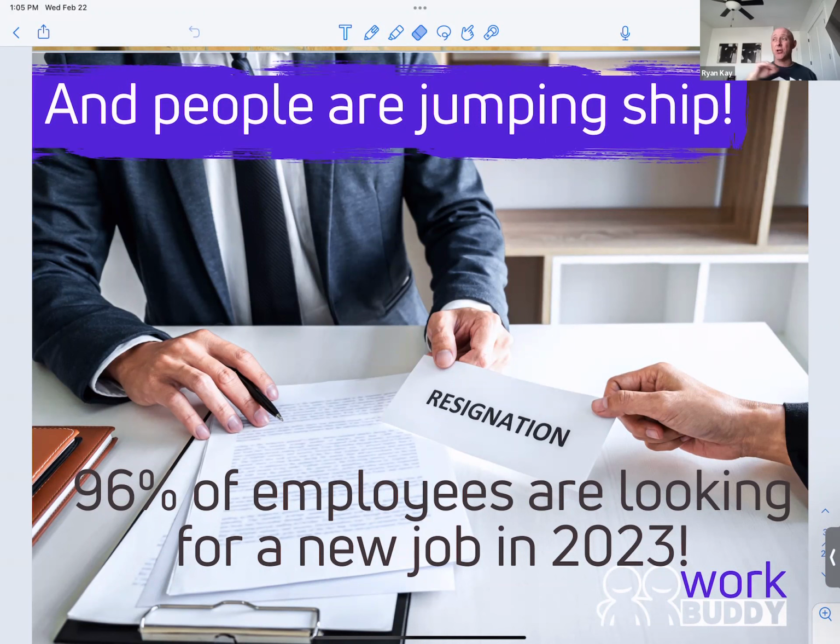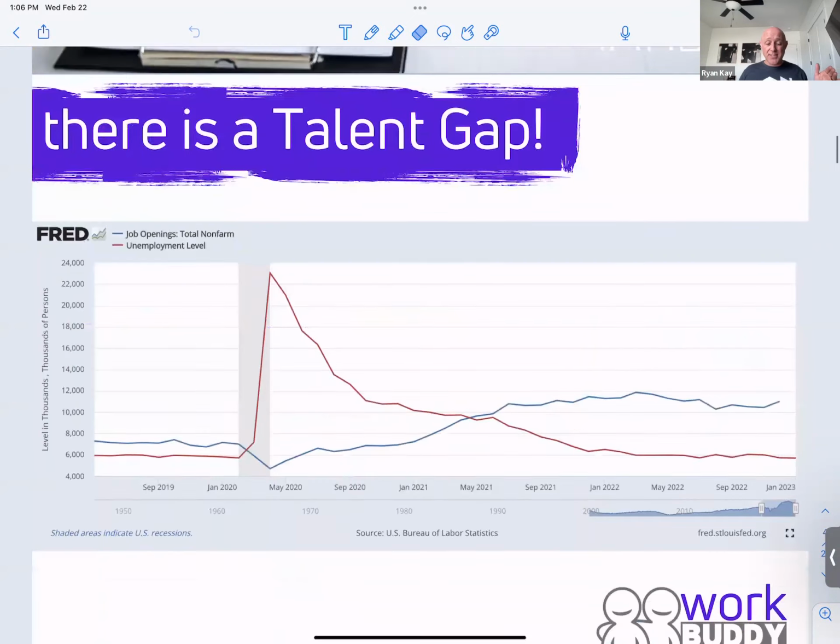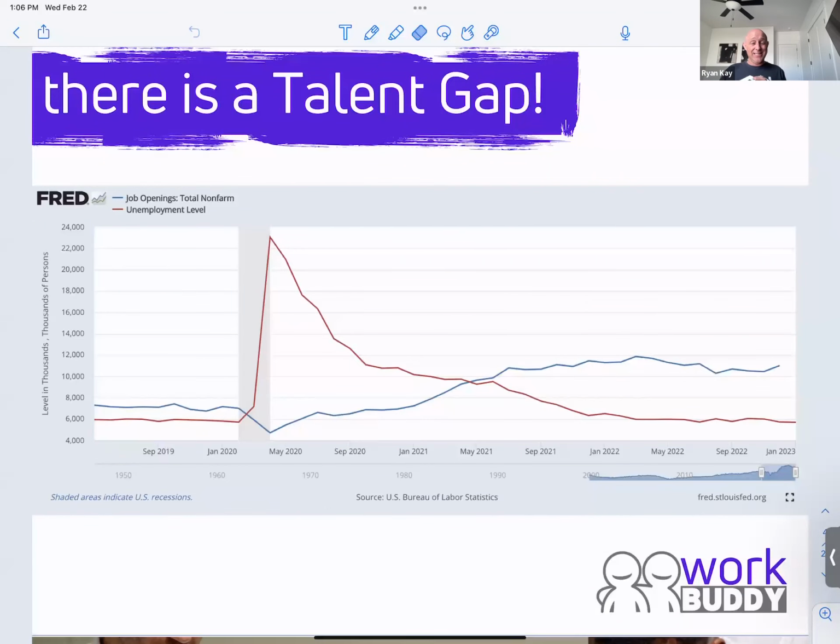But unfortunately, even if you're not growing as an employer in the US right now, most likely you're still going to be hiring just to replace the people who are leaving. Again, 96% of employees are looking for a new job in 2023. Now, if you listen to the news, you most likely have heard about all these layoffs in the tech sector, big companies doing layoffs. And a lot of employers might say, oh man, that means it should be getting easier to hire. But the simple fact of the matter is it's not.